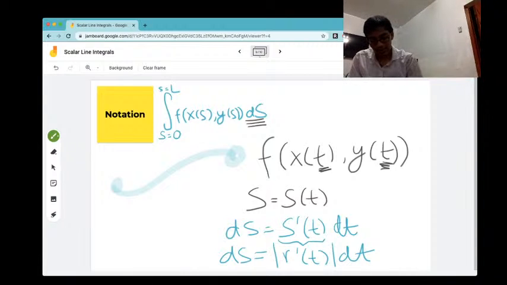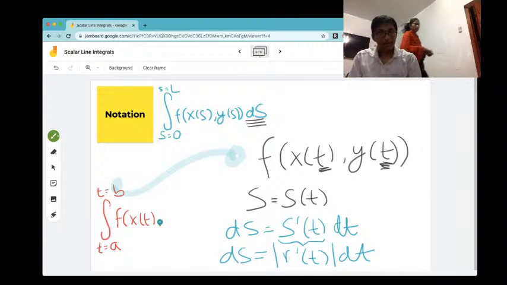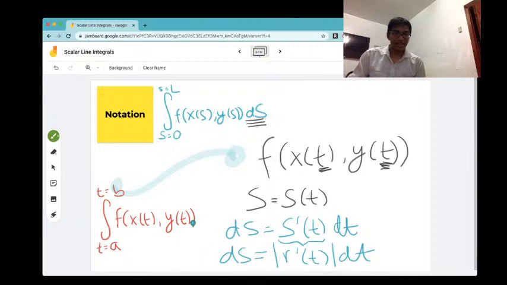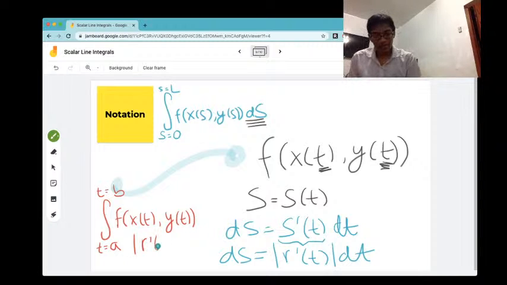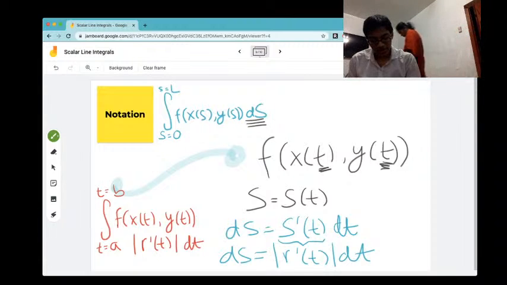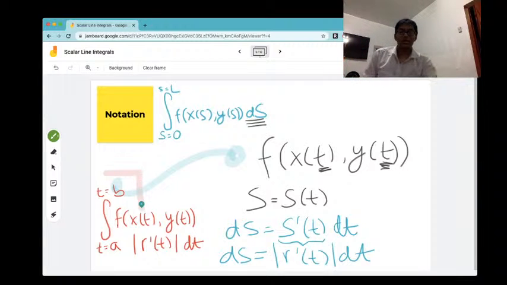So the integral from t equals a to t equals b of f of x of t, comma y of t, times ds. So we're almost done here. I'm going to multiply this by the magnitude of the derivative of my position vector with respect to time, and that's it. That right there, folks, is the line integral for scalar functions. That right there is the line integral and its definition.